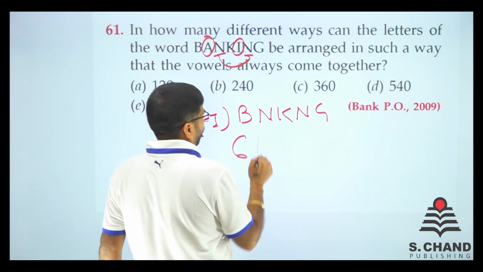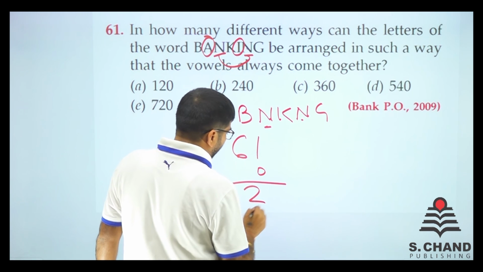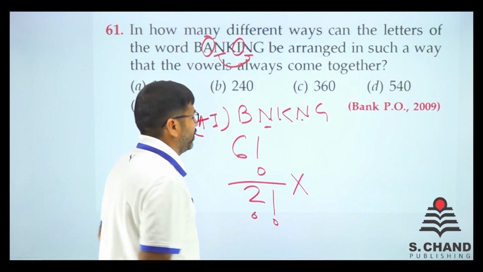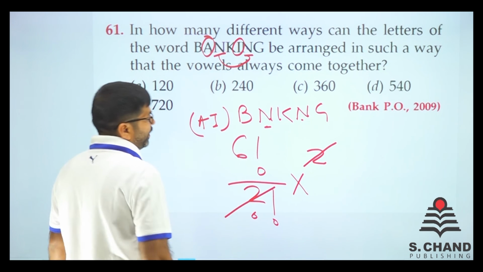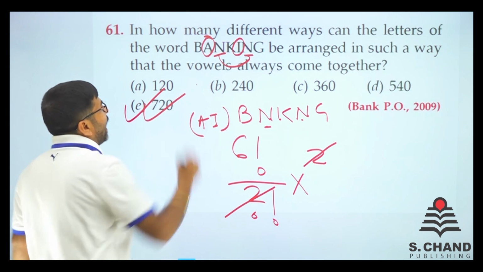So we have 6 factorial here, divided by 2 factorial for the two N's, and the vowels can be arranged in 2 different ways. So the 2 and 2 cancel, leaving 6 factorial. So the answer is 6 factorial, and 6 factorial is 720, and we are done.